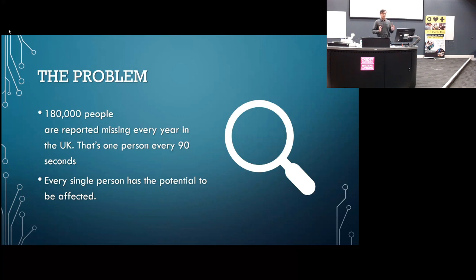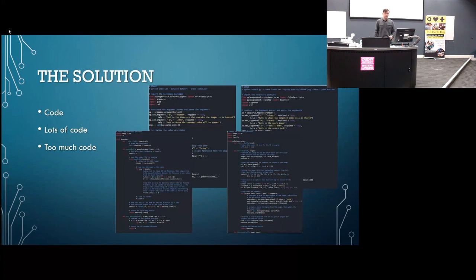So what I decided to do is try and work around a bit of both. I decided that I'd work around what I know. I like the idea of open source intelligence, so I decided to work around that. 180,000 people are reported missing every year. That's one person every 90 seconds. If we can try and reduce that, it would mean the world to everyone, because everyone has the potential of being affected eventually. So, the solution: code and too much code. I don't particularly want to go into it now, but it involves a very complicated algorithm, including, what's that colour?